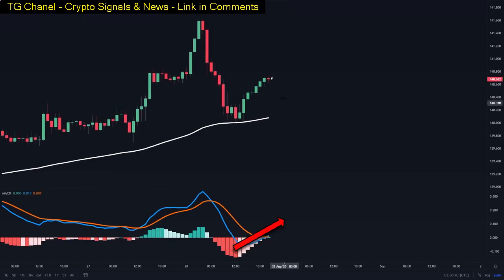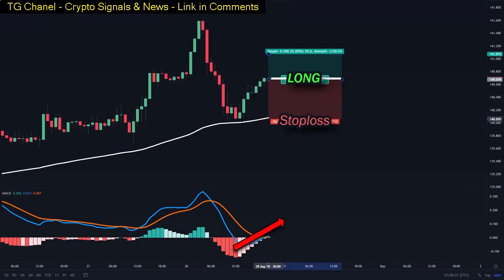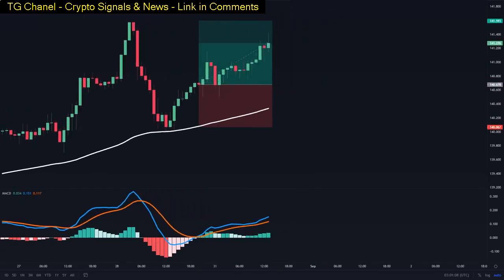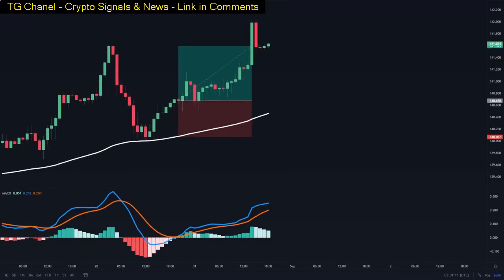And so here's where you want to take a long position. Now for your exit strategy, you can place your stop loss at the nearest swing low and set your profit target at 1.5 times your stop loss. And as you can see, this trade ended up being profitable. So let's look at another example.